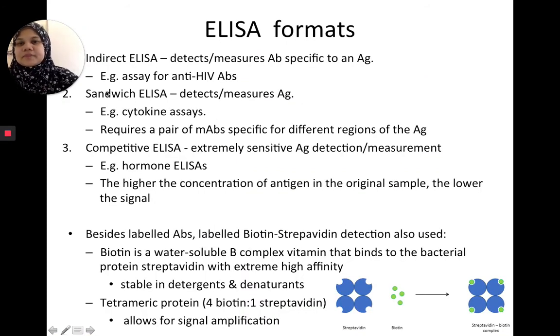So that's the readout based on the enzymes, but there are different formats to ELISAs as well. You can use ELISAs indirectly to measure an antibody specific to an antigen. You can use a sandwich ELISA. You can do a competitive ELISA, similar to what we saw with the hormone RIA. Usually this is for very low concentrations, so much more sensitive.